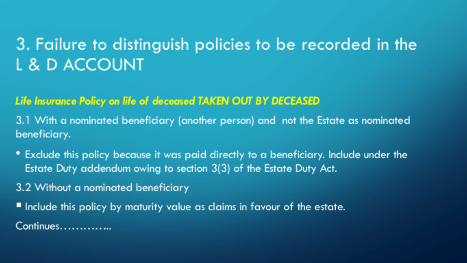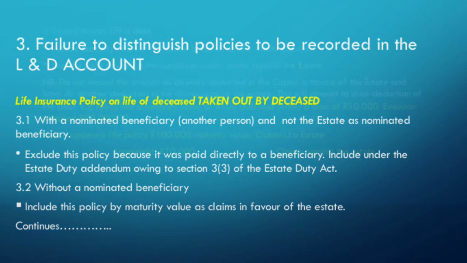3.2. Then there is a life policy that does not have a beneficiary. You then have to include this policy by its maturity value as claims in favor of the estate. Now, there are two ways in which some people draft the L&D account. Some people include these policies under movable assets, but some people do a heading of claims in favor of the estate. This is where you include this policy.